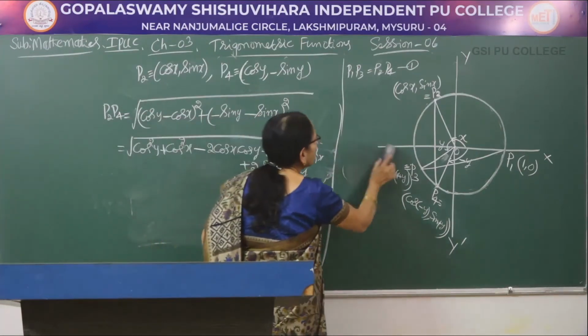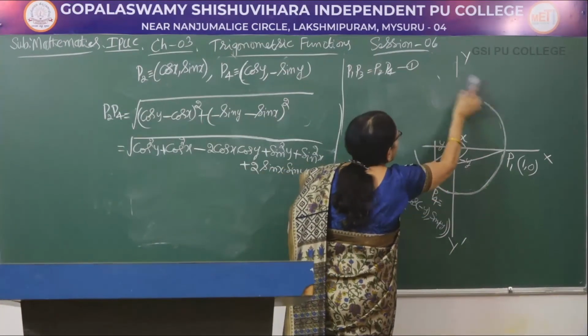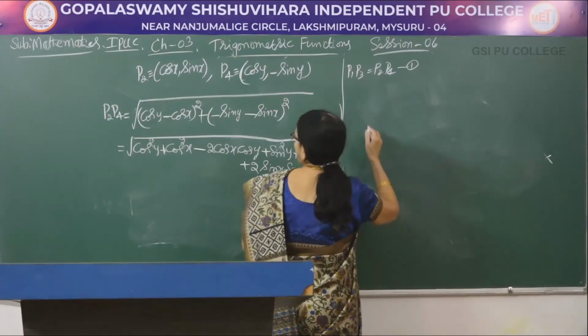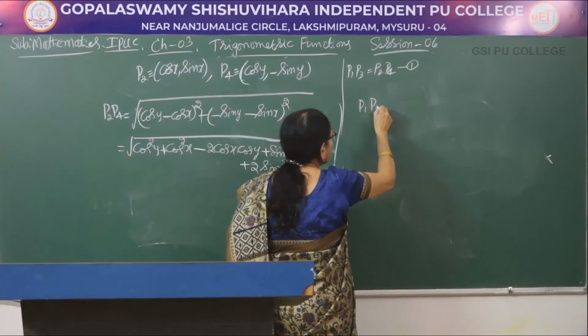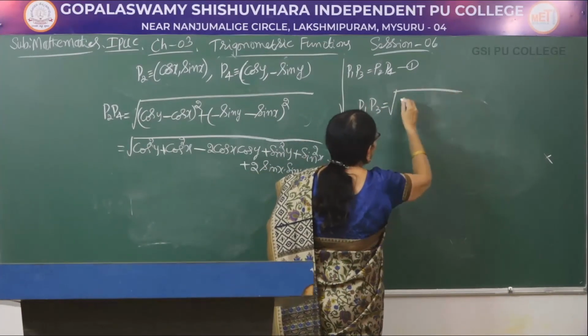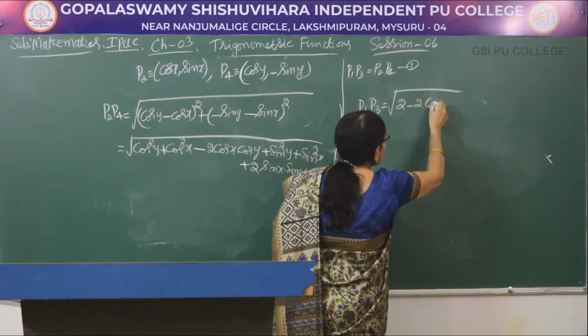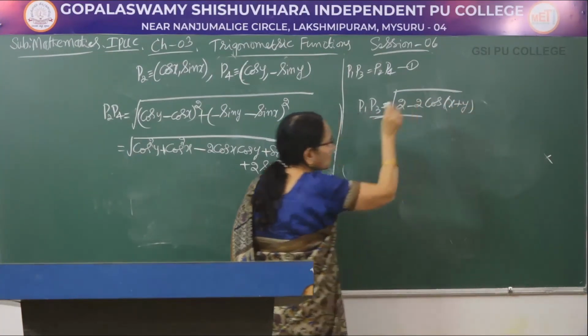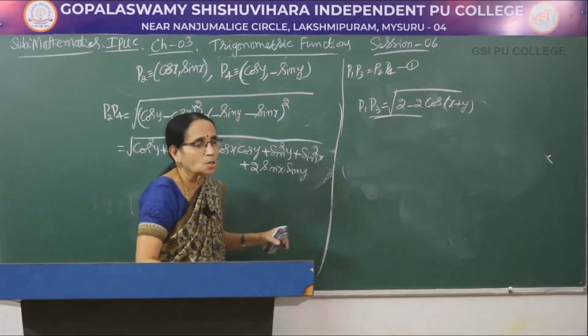Now here of course I will write P1 P3, which we had already calculated. P1 P3 was earlier calculated. It was root of 2 minus 2 cos of x plus y. If you want, you can give a number for this also. I have taken that as result 1.